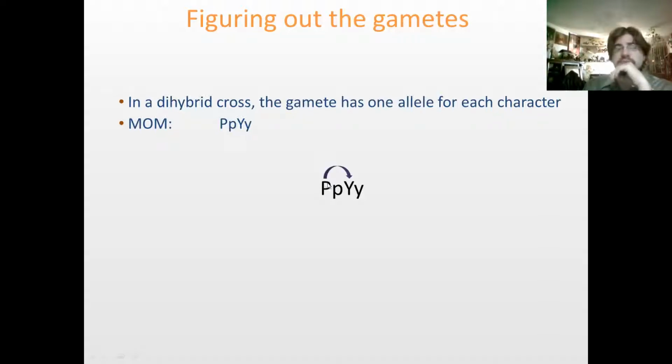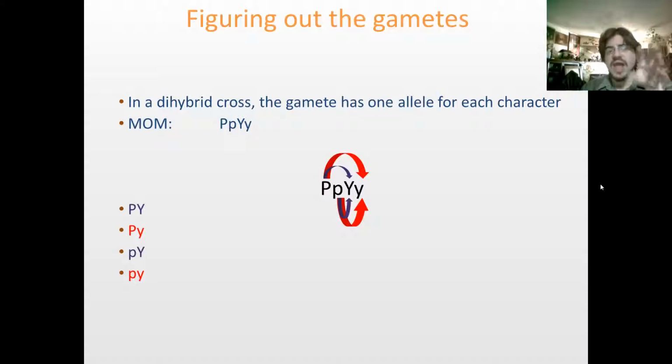Well, there we go. She could have the dominant allele for flower color and the dominant allele for seed color. Or she could have the dominant allele for flower color and the recessive allele for seed color. Or she could have the recessive allele for flower color and the dominant allele for seed color, and then finally the recessive allele for flower and seed color. These are the 4 possible gametes that can be produced by a single parent.